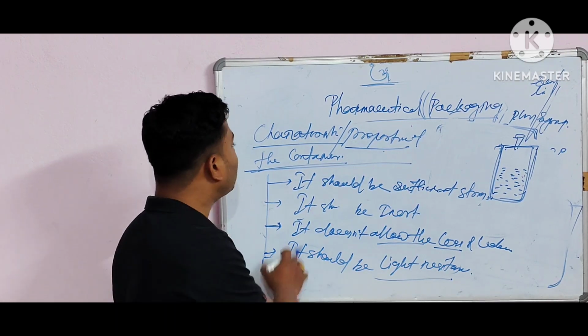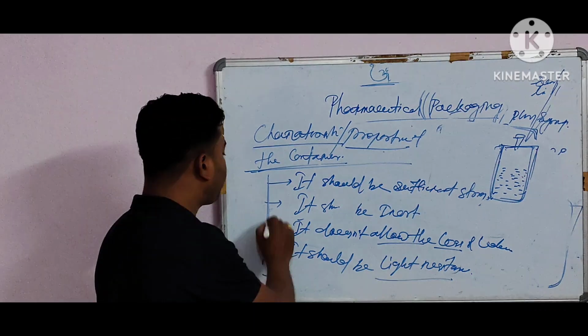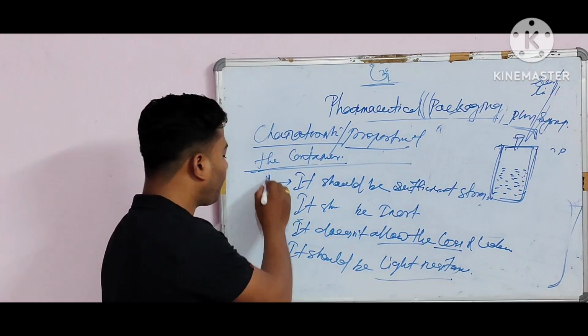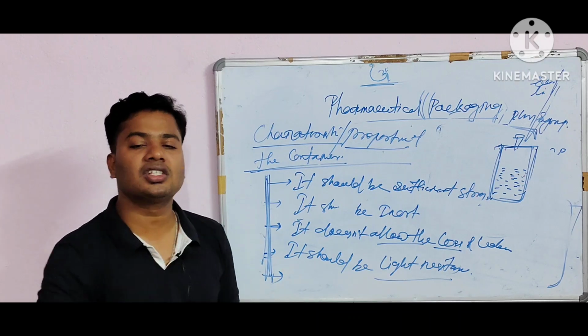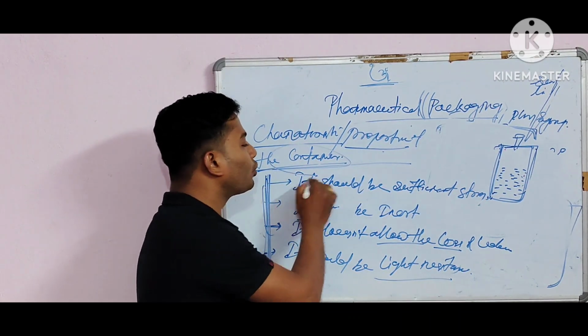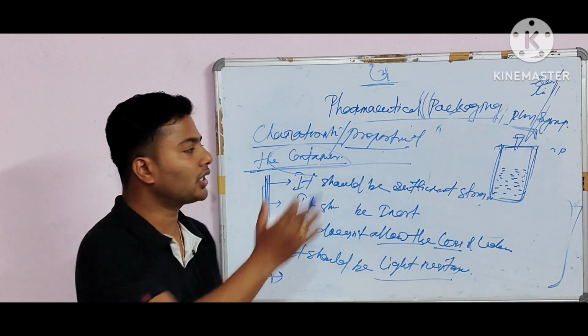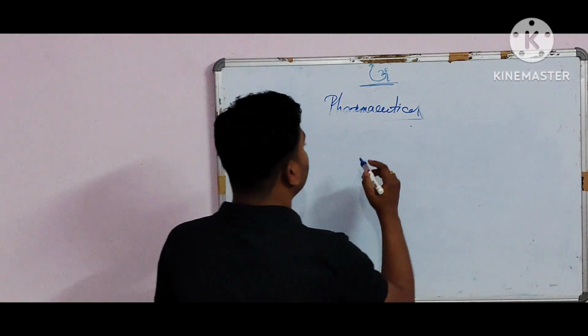Okay, so those are the characteristics or properties of the container, and you have to note such properties before choosing the packaging for the liquid dosage form. According to the properties of the container, you have to choose the best container for the packaging of liquid dosage forms.